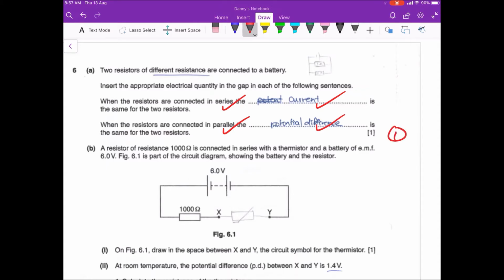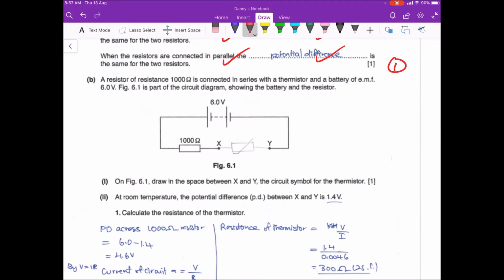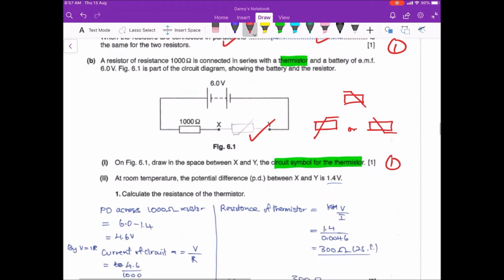So free 1 mark. Resistance of resistor in series with a thermistor. Okay, so you are supposed to draw the symbol of a thermistor. This is correct. You can also draw it this way. You can draw it many ways. You can even draw it this way. So all of these are correct. Okay, so this is 1 mark.